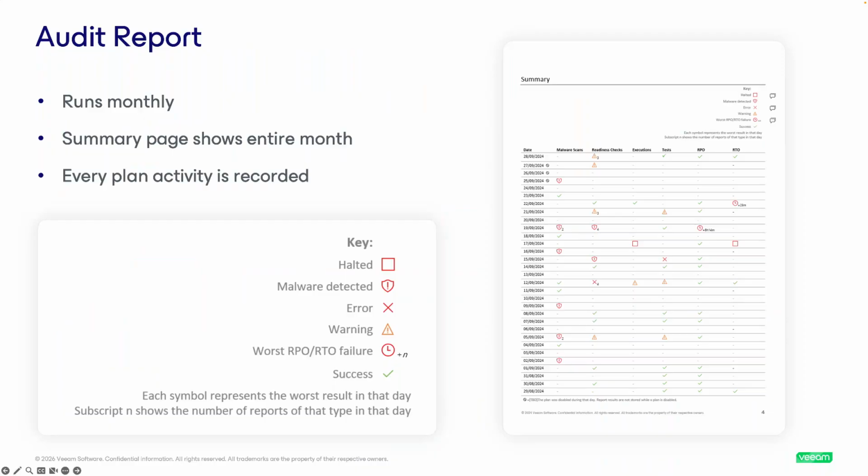And this here is an example of one of the audit reports that we'll be looking at later. This you can set up to run monthly, and it has a summary page that's going to show everything across the whole month, everything that's happened on that plan. So every activity is recorded, and we have the legend here in the bottom middle of the screen. If a plan was halted, if malware was detected, if the plan ran and had warnings, and if there were RPO failures as well.